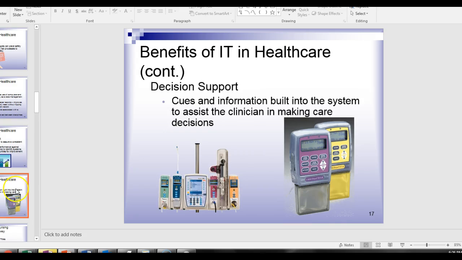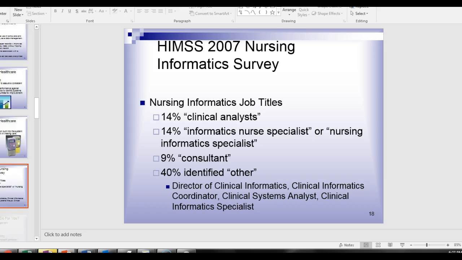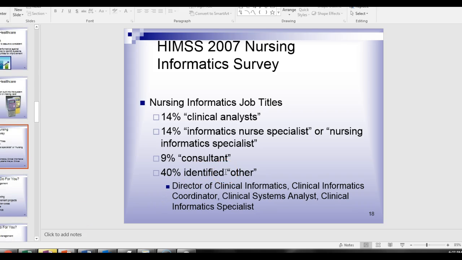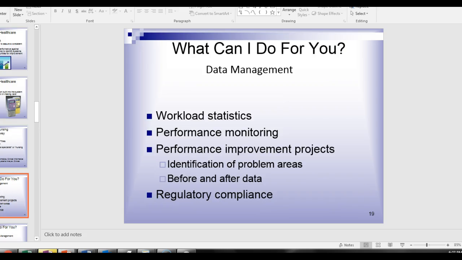Benefits of IT in healthcare. Decision support, cues and information built into the system to assist the clinician in making care decisions. Nursing informatics job titles. There's clinical analyst, informatics nurse specialist, consultant, identified as other. What about director of clinical informatics? That'd be a great job.